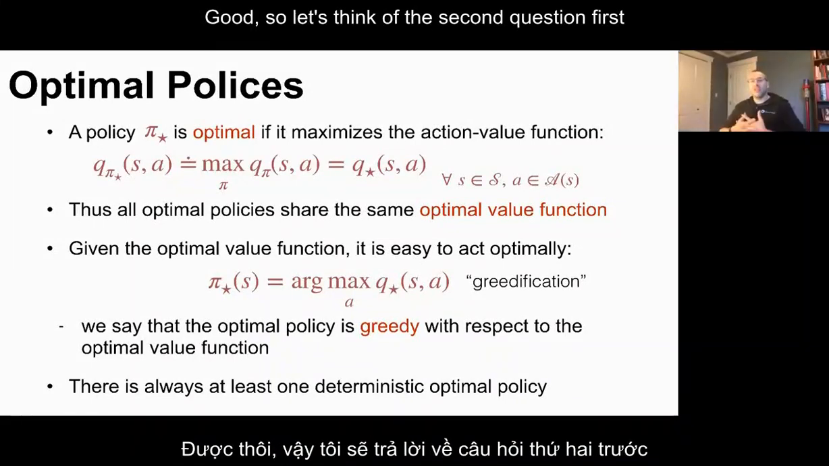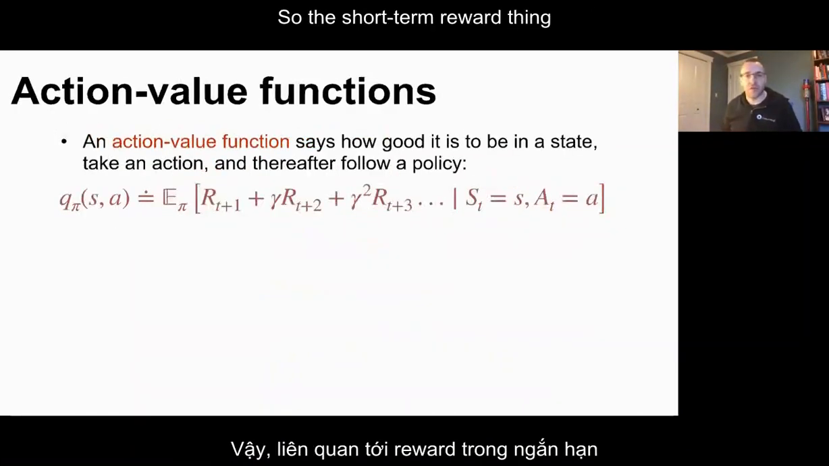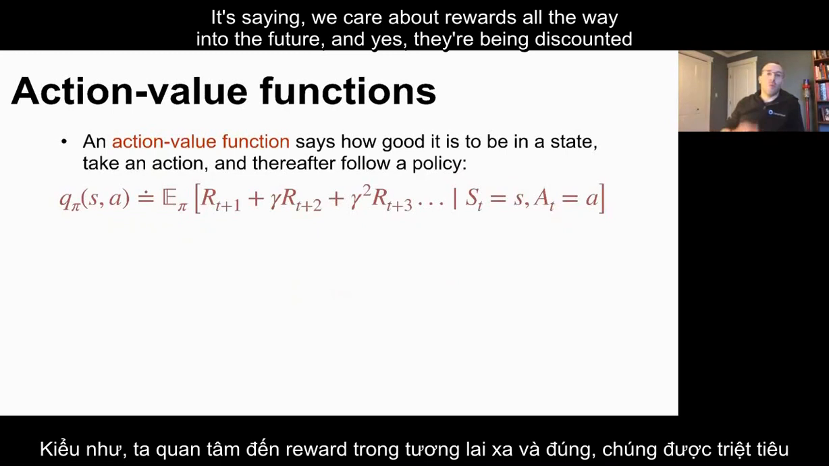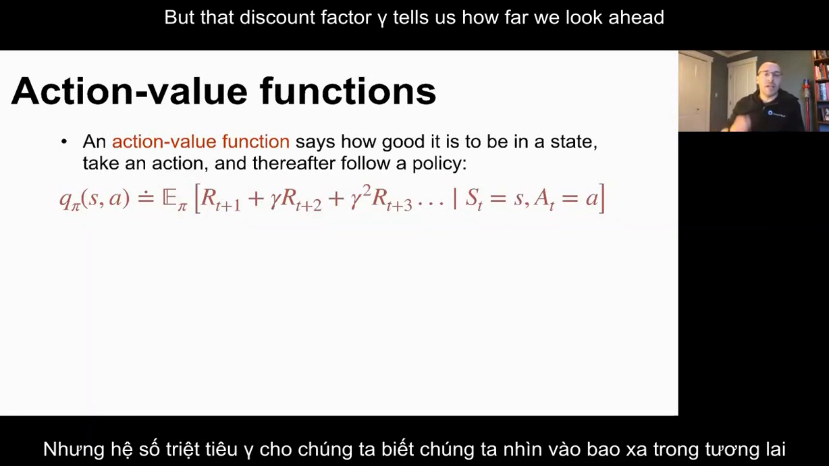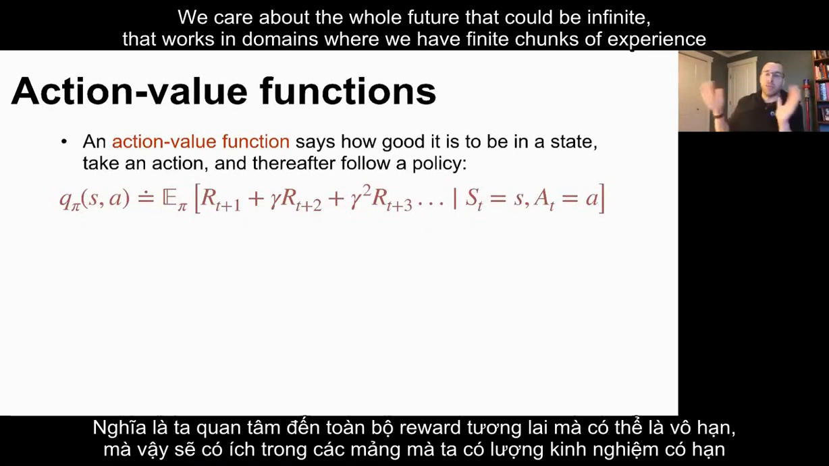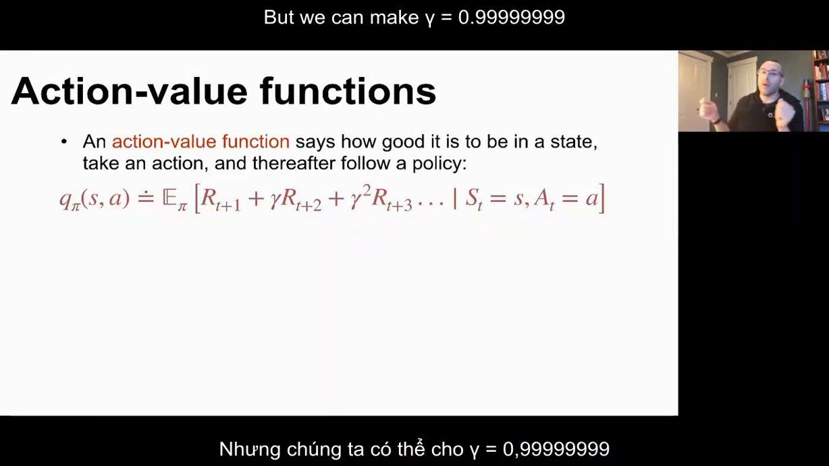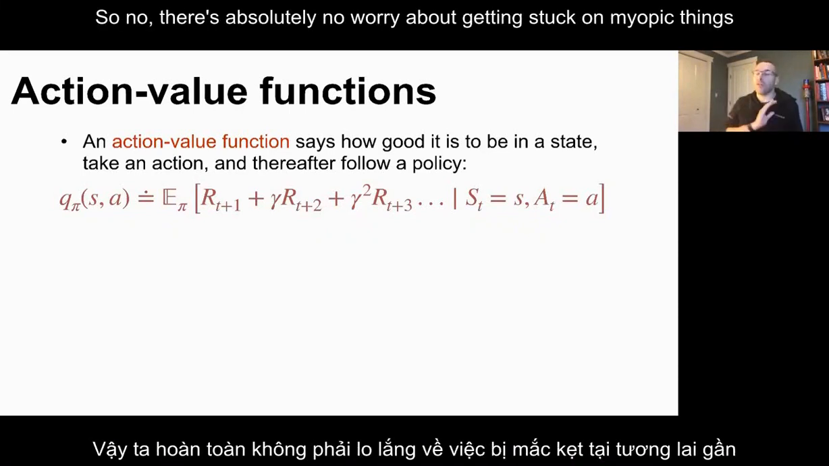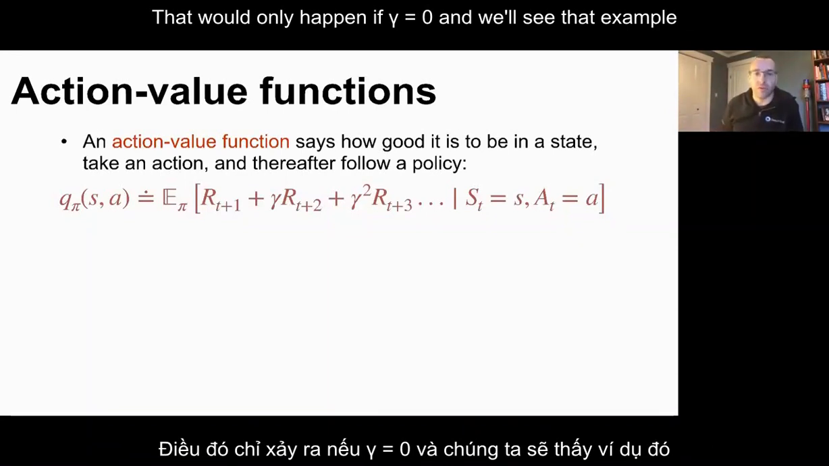Good. So let's think of the second question first. So the short-term reward thing. This is exactly what this data structure is demanding that we don't do. It's saying we care about rewards all the way into the future. And yes, they're being discounted, but that discount factor gamma tells us how far we look ahead. For instance, if it's 1, we care about the whole future. That could be infinite, but that works in domains where we have finite chunks of experience. But we could make gamma 0.9999999, which means we really care about rewards into the future. So no, there's absolutely no worry about getting stuck on myopic things. That would only happen if gamma was 0, and we'll see that in an example.